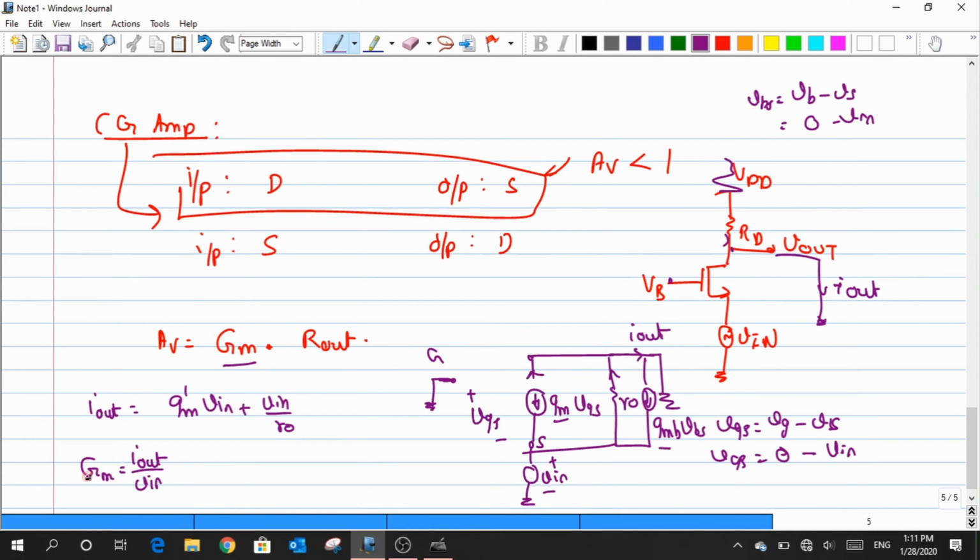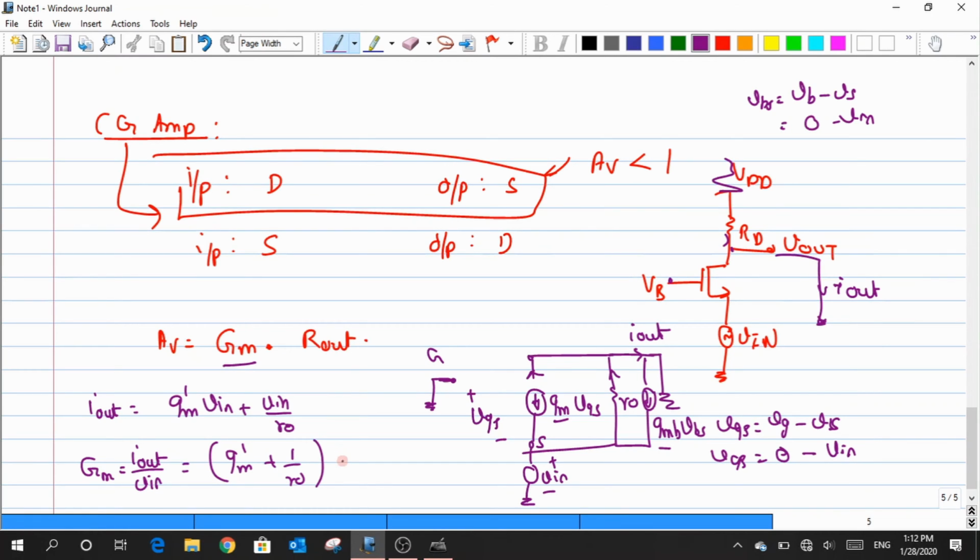So my capital Gm is basically I out by Vn, and that is equal to gm prime plus 1 by r0. One could expand this gm prime as gm plus gmb. I'm just using the short notation.